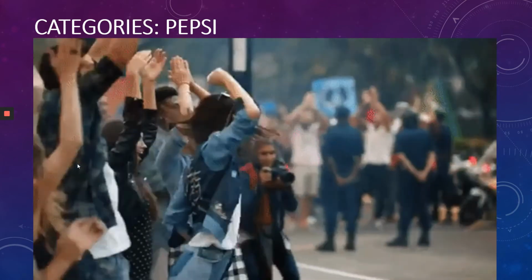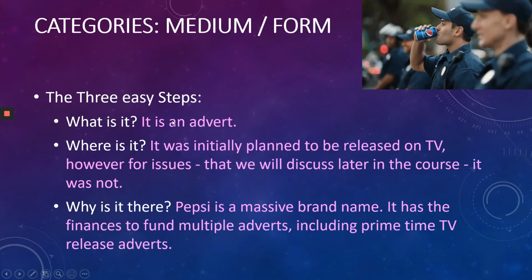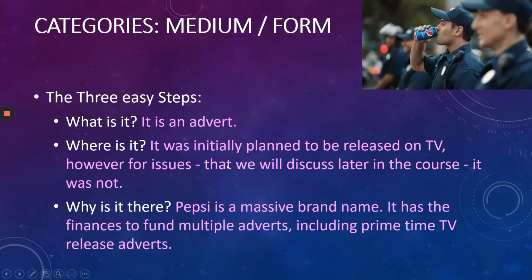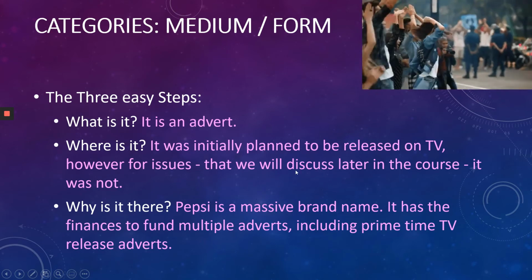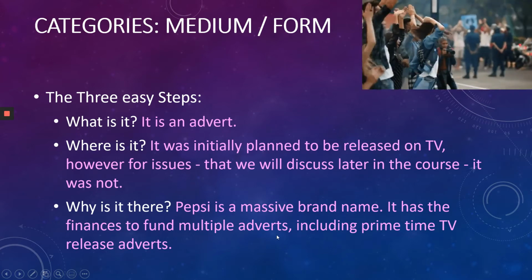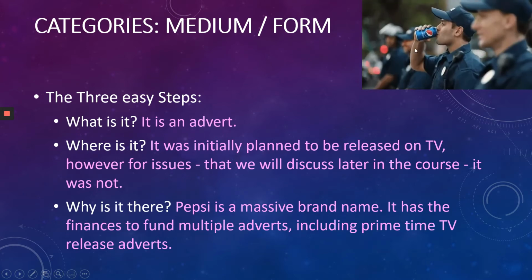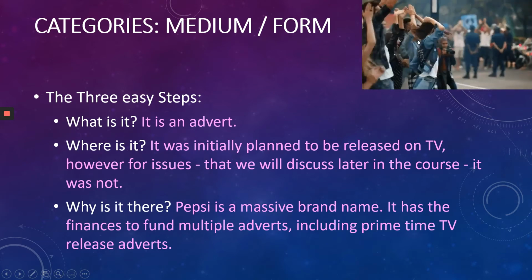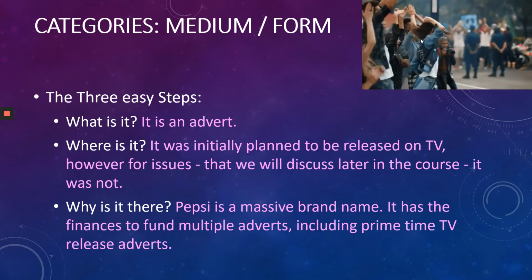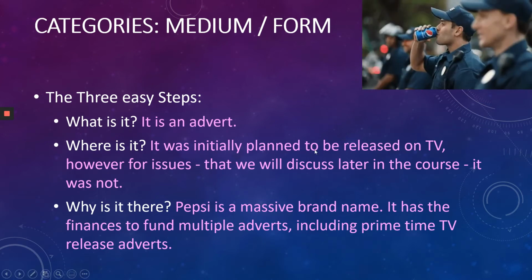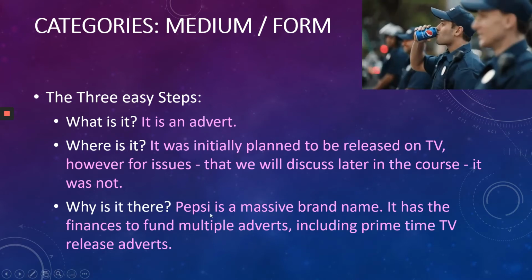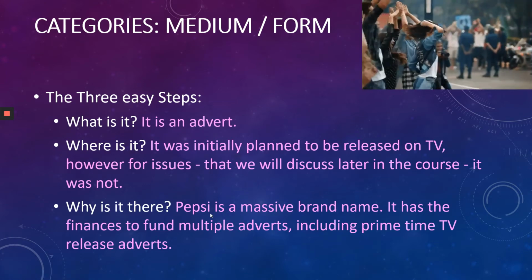When we're looking at this Pepsi advert, it appeared as an advert. It was initially planned to be released on TV. However, for issues that we'll discuss later on in the course, it wasn't. And it was initially for TV release because Pepsi is a massive brand name. It has the finances to fund multiple adverts, including primetime TV release adverts with big names in it, like, I believe that's a Jenner. I don't know. Anyway, doesn't matter. We will look at that advert, but that's how simple it is breaking down the medium or form of this advert. Okay, you just describe it.